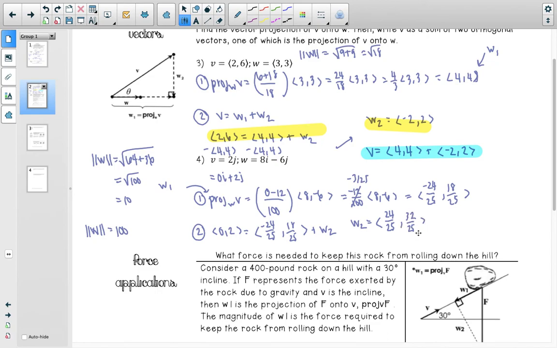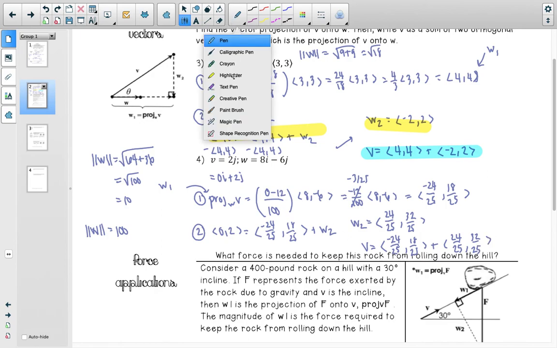Okay, so V equals, and we have to rewrite this, a lot of fractions: negative 24 over 25, 18 over 25, plus 24 over 25, 32 over 25. And that would be your final answer.